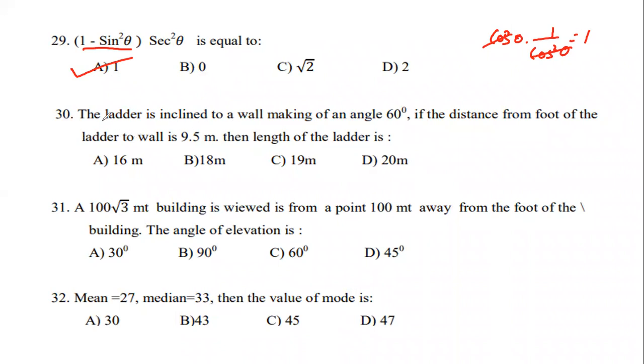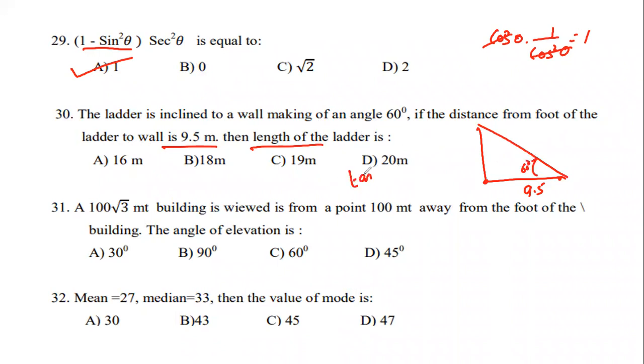Next, the ladder is inclined to a wall, making an angle 60 degree. The distance from the foot of the ladder to wall is 9.5 meter. The length of ladder is dash. This is the length of the ladder. This one is the distance from the foot here to here, 9.5 meter. Angle is 60 degree. So apply tan formula.